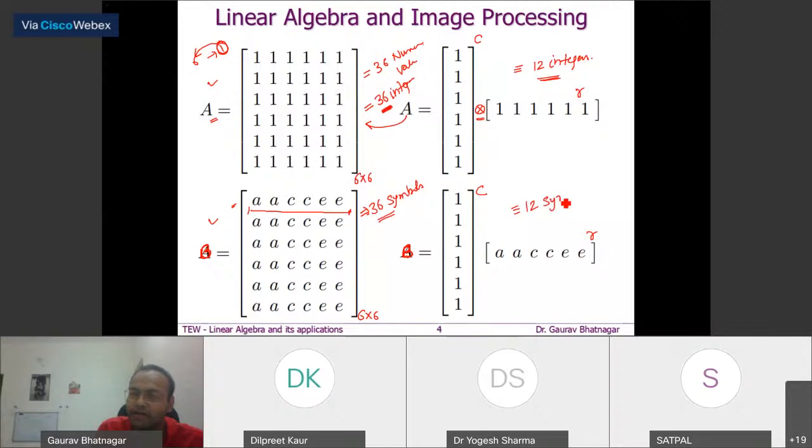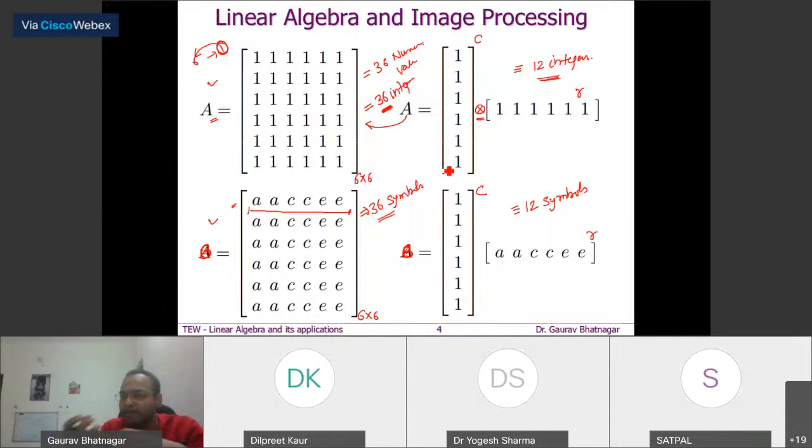It's nothing but the requirement just to store the 12 symbols instead of 36 symbols. So when you have this kind of phenomenon, when you want to store the complete information in a very less capacity, then this concept is called data compression.